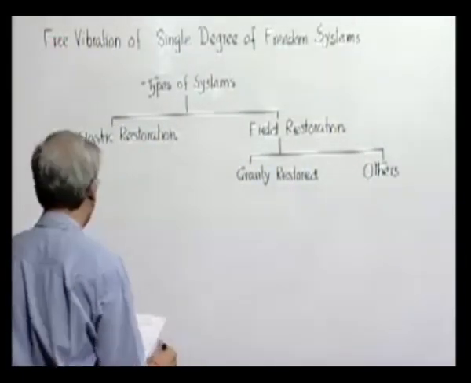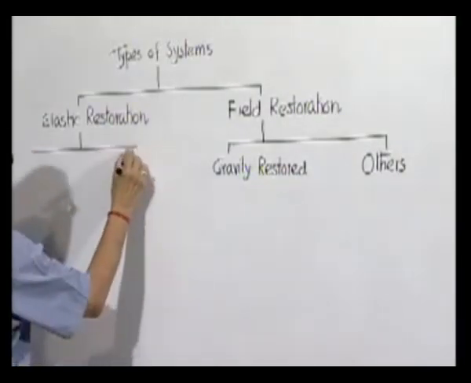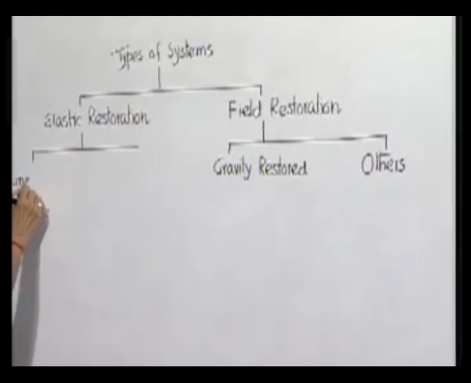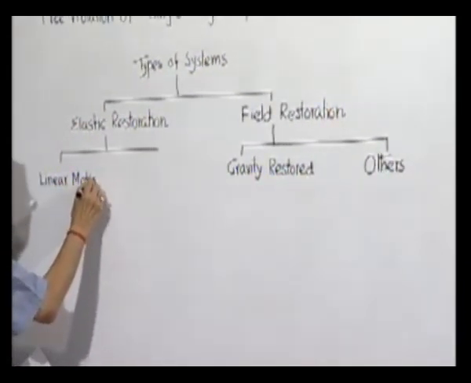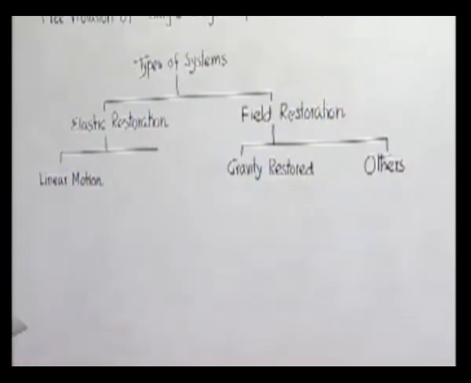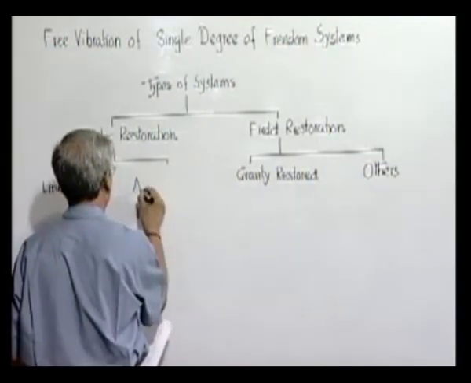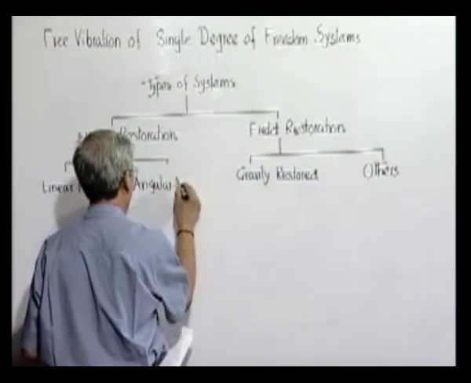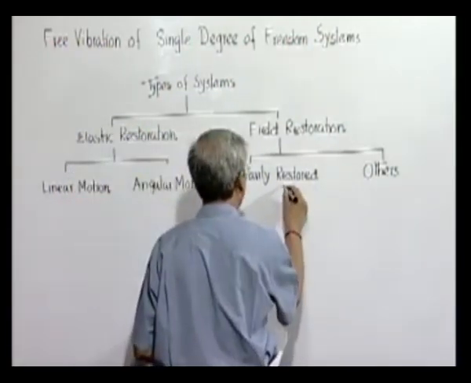In both cases, you will find that the oscillation can again be classified into two groups based on the geometric nature of motion. That is linear motion, which means that the mass moves in a straight line, or angular motion. Same may be the case here.